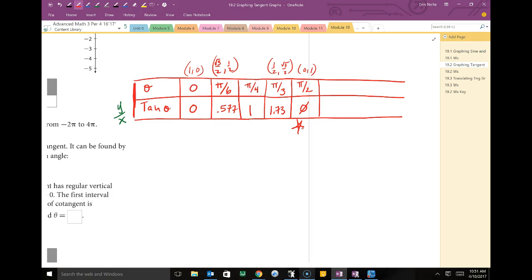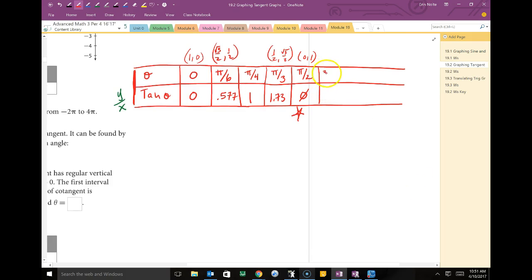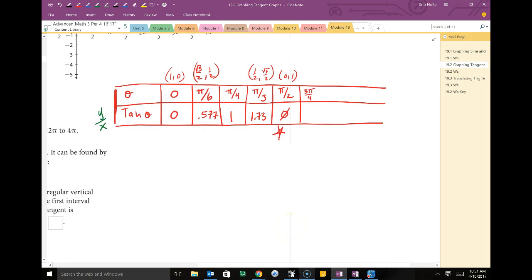Okay, do you guys mind if we move a little quicker through the unit circle? I'm going to skip a little bit. Okay, so I'm going to move on to 3 pi over 4. At 3 pi over 4, we're looking at negative square root of 2 over 2 and square root of 2 over 2. So if I have square root of 2 over 2 divided by a negative square root of 2 over 2, you get? Did somebody say negative 1? Okay, perfect.